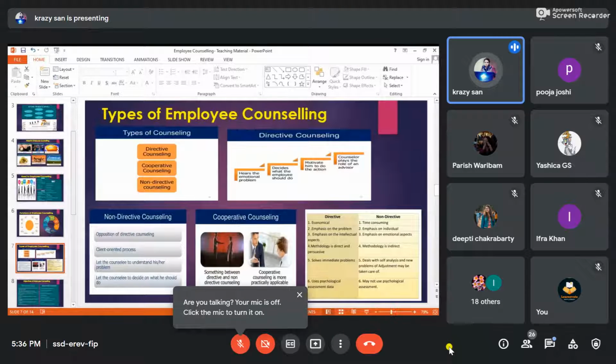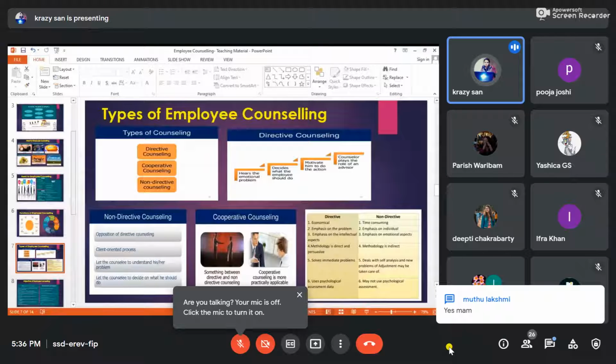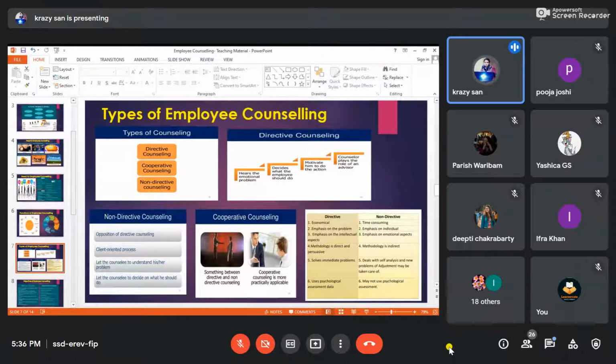Now let's go with the types of employee counseling. There's one very famous writer named Keith Davis. According to him, employee counseling is divided into three perspectives, depending upon the extent of direction provided by the counselor. One is directive, another is non-directive, and the third is cooperative. Directive is like you can see in the picture: here's the emotional problem, the counselor decides what the employee should do, motivates them to do the action, and plays the role of an advisor over it.